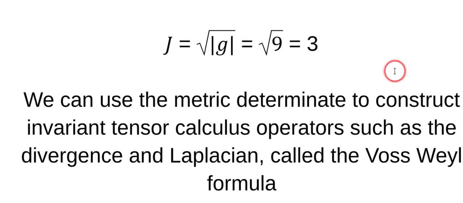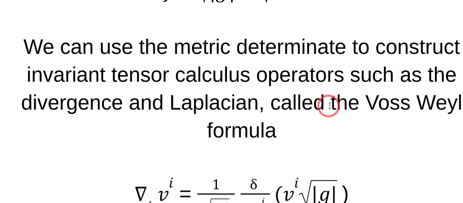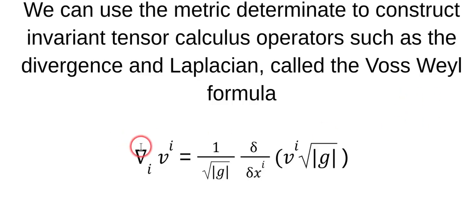Okay, we can use the metric determinant to construct invariant tensor calculus operators such as divergence and Laplacian, and that's called the Gauss-Seidel formula, and it looks like this. All right, so we have the covariant derivative of this vector component equal to 1 over the square root of the metric determinant times this partial derivative of this product. So you can use this to calculate the divergence and Laplacians. That's what it's for. And the next time we're going to look at this and some examples of it.